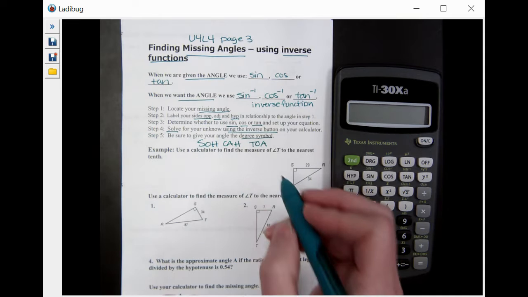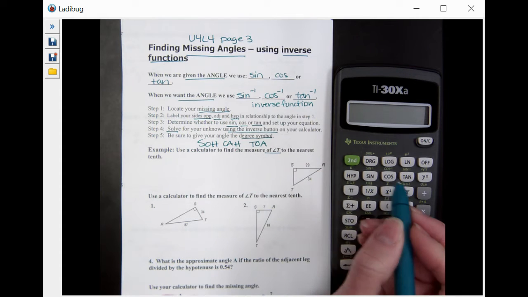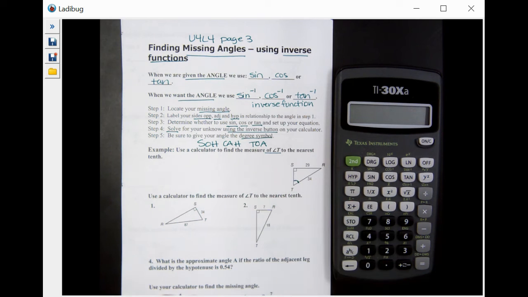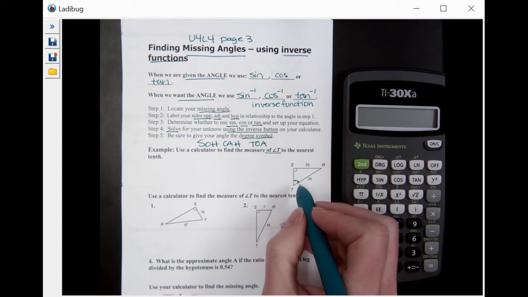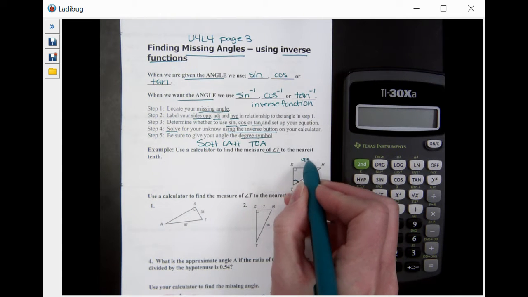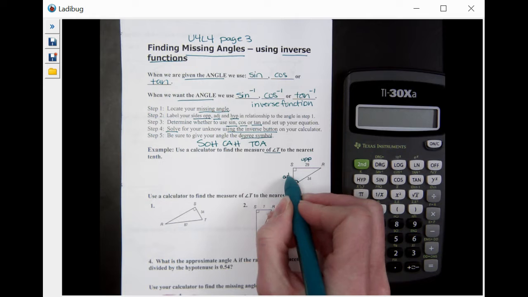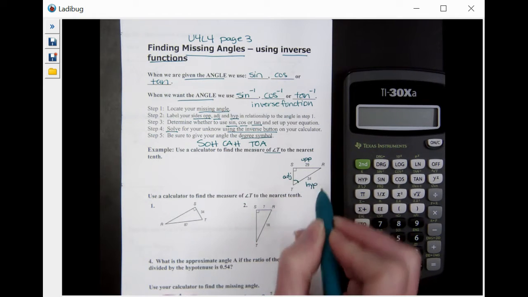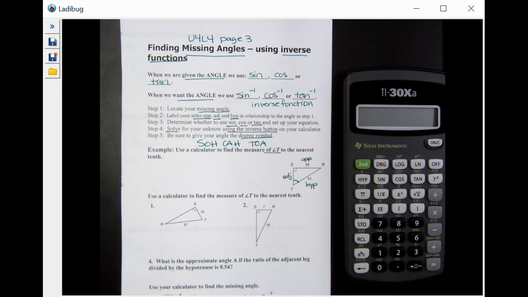So let's look at this example. We want to find the measure of angle T. So let's go mark T. This is step 1. That's the angle I want to find. And this is my side opposite, the 29. My side adjacent is touching it. And my hypotenuse is also touching it, but the hypotenuse is across from the right angle and is my longest side.